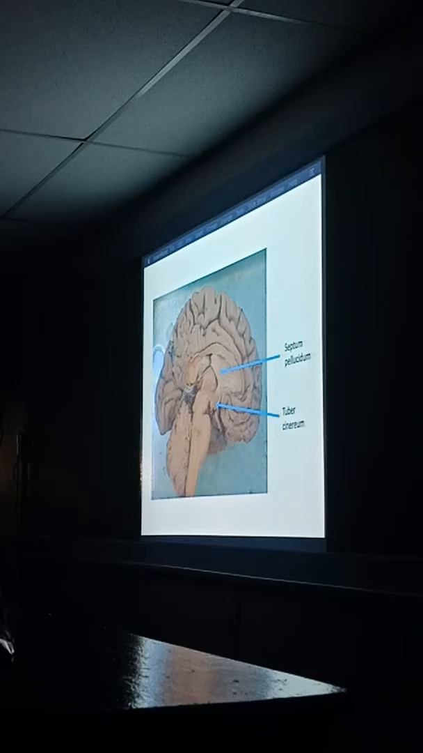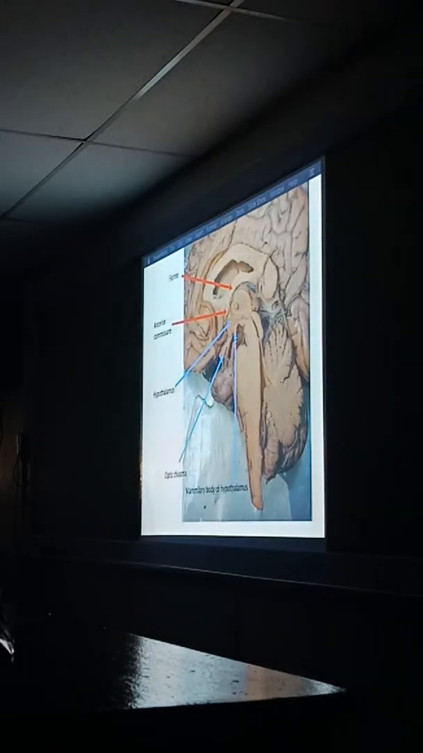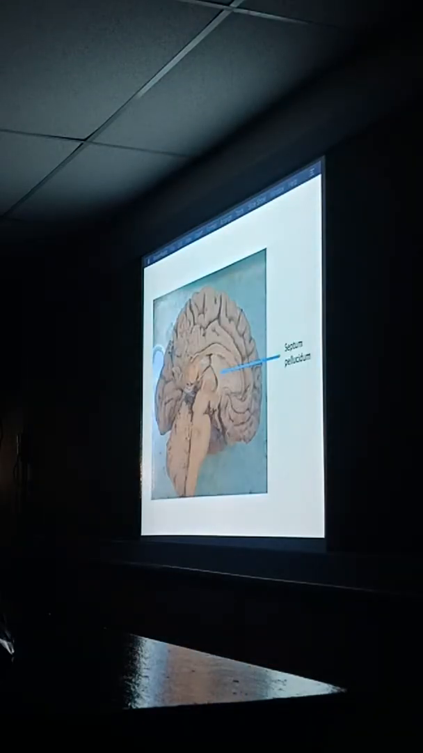Tuber cinereum. That is a hollow eminence of gray matter. It is located between the optic chiasm and the mammillary bodies. Earlier you saw the mammillary body and the optic chiasm. When the optic chiasm was removed, you could see the tuber cinereum. Again, that is the stalk of the pituitary, the tuber cinereum.